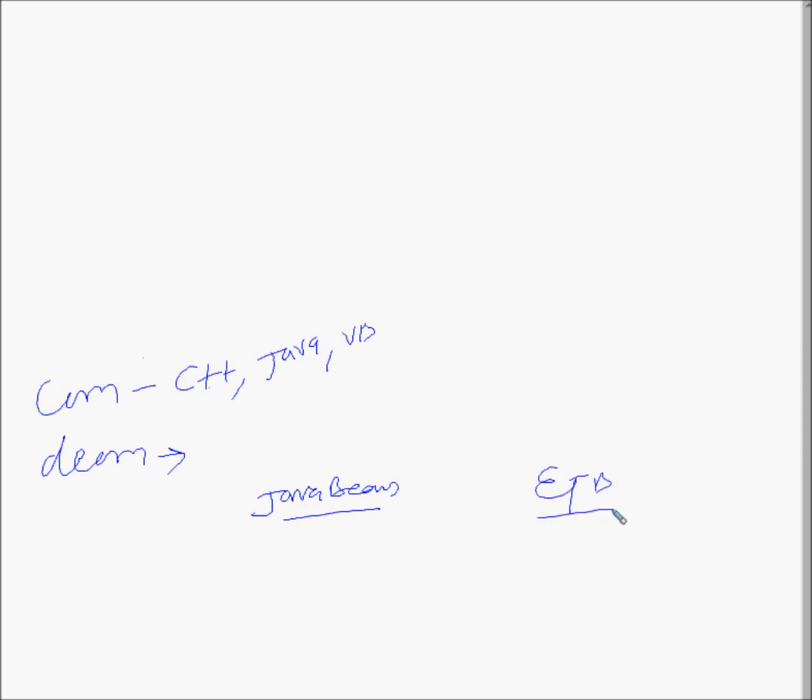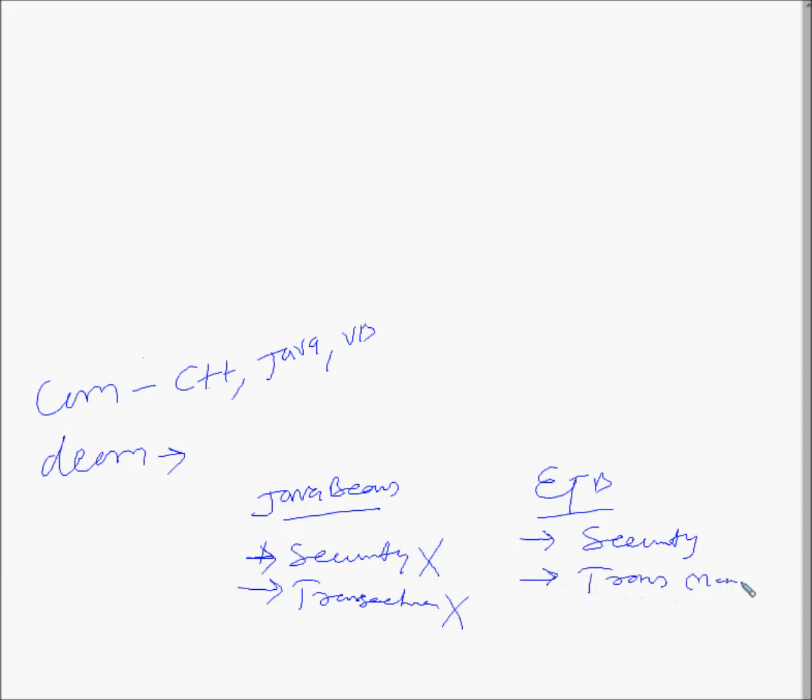If we talk about Java Beans, it does not have security, right? Second, it does not have any transaction management, right? So these are all lacking in Java Beans. So it is without security and transaction management. While if we talk about EJB, it has good security. It also has transaction management, right?